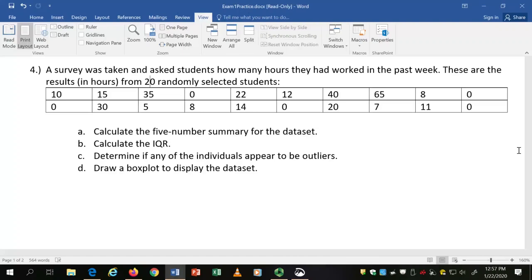Yeah, your calculator doesn't care about order. It'll do the min, max, and the quartiles. It'll do it all without you ordering it. It'll order it itself.